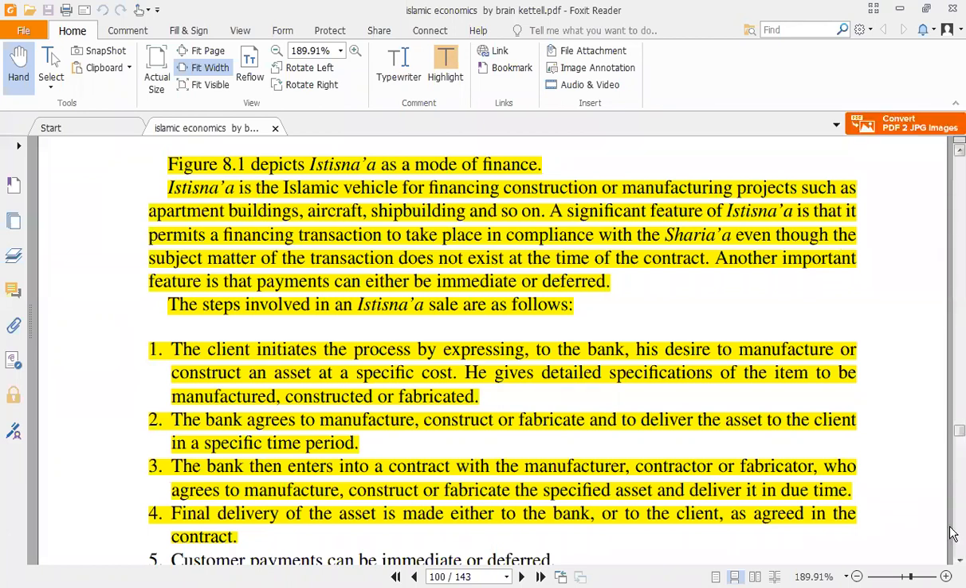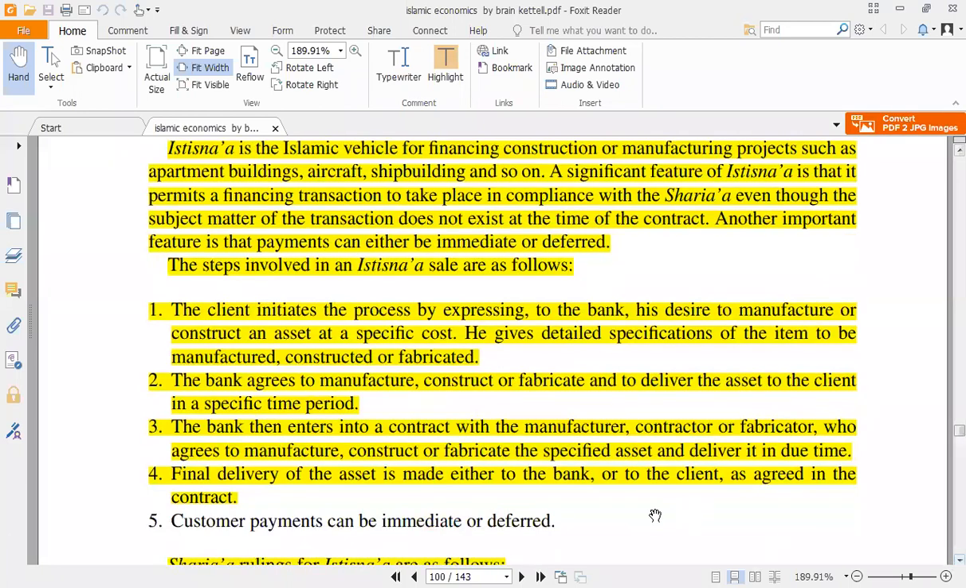Okay, the final point, the final step. Now, the asset is ready to be delivered. Now, what is the matter of payment? Customer payments can be immediate or deferred. The customer can make payment to the bank. Here, the bank finances the customer. Thus, the customer will make payment to the bank immediately, and payment can be deferred.